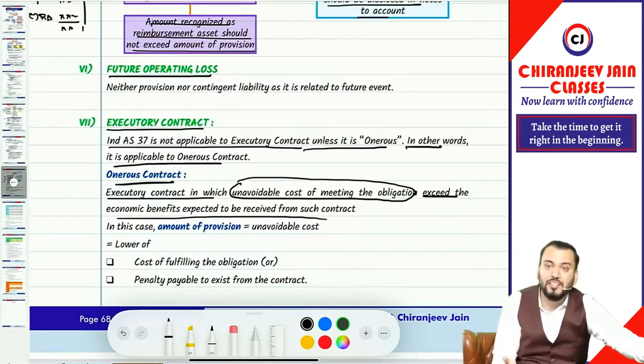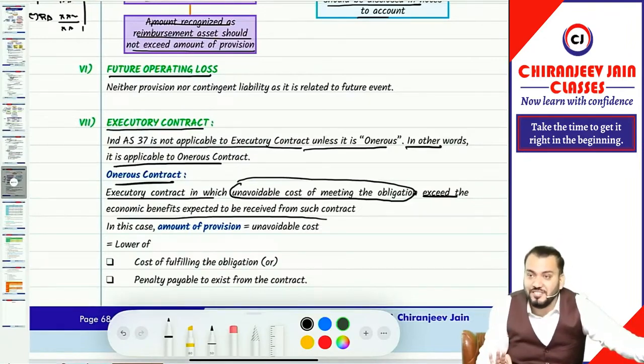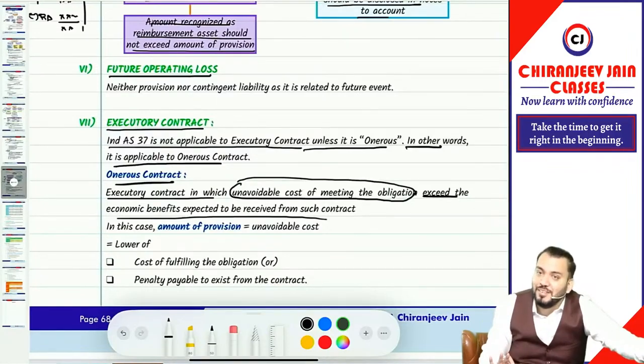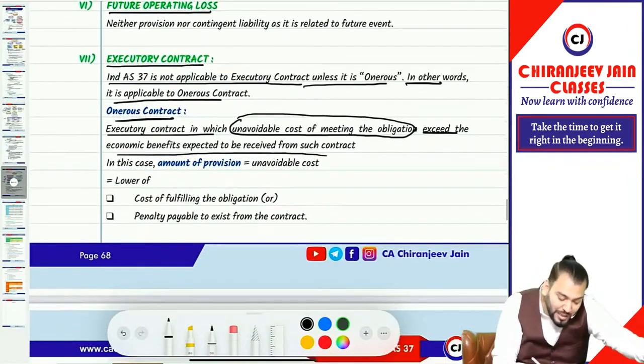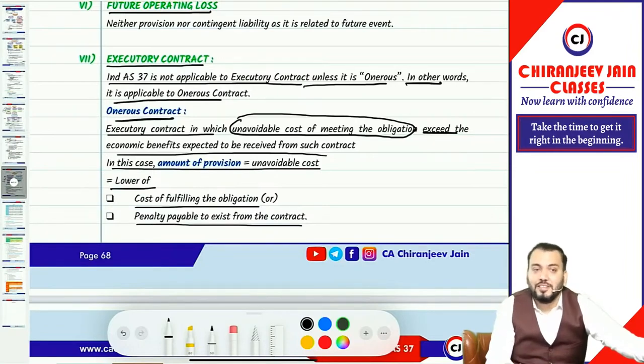But sometimes it happens that benefit is less than cost, it becomes what? Onerous. The day it becomes onerous, Ind AS 37 is applicable. Calculate the amount of provision. In this case, the amount of provision will be equal to unavoidable cost, that is the lower of the cost of fulfilling the obligation and the penalty payable to exit from the contract. Got it? This is also understood.